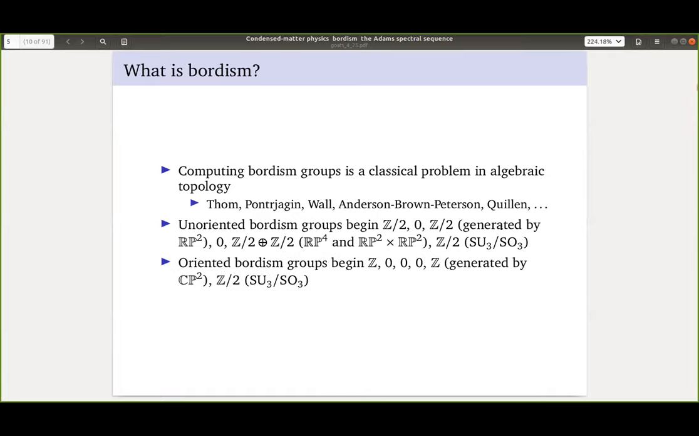For another example, oriented Bordism groups begin with Z in dimension zero generated by a point, nothing in dimensions one, two, and three. Then in dimension four, you get another copy of the integers generated by CP2. And then in dimension five, you get Z mod two, and again, it's generated by the same thing. So this is just a taste of how these things look.